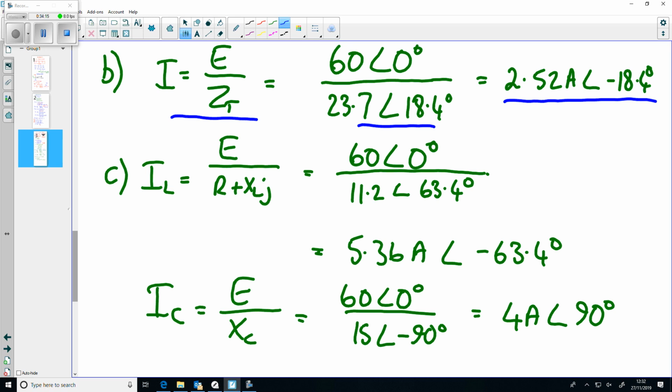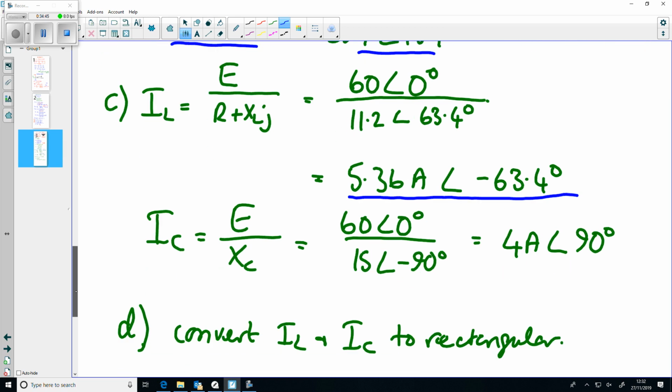Then C, calculate the current through the inductor as the applied voltage, which is the same as the supply voltage, divided by the impedance of the resistor and inductor in series. So I've converted that denominator into polar form and then done that division and ended up with an inductor current of 5.3636 amps at angle minus 63.4 degrees.